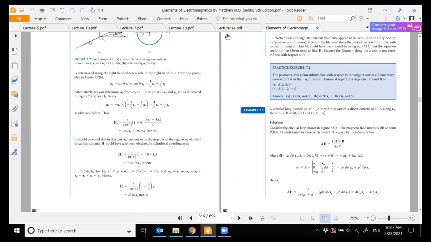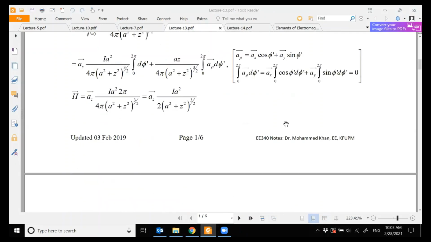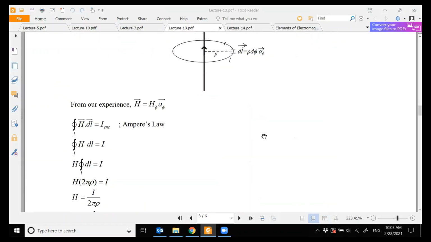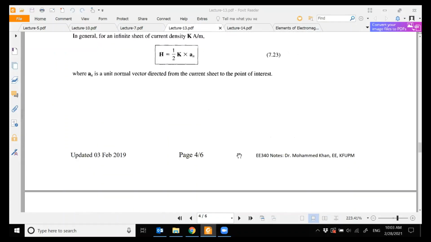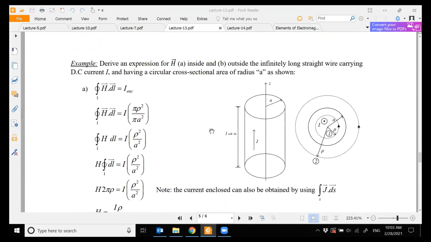And then we started with our Ampere's law. We have applied Ampere's law for an infinite current wire. We applied Ampere's law for an infinite sheet. And then we were here, where we were trying to apply Ampere's law for a wire of a non-negligible thickness. So if you remember, we had a wire, and this wire was carrying current I in the up direction along the Z direction, and it is of non-negligible thickness. It has a radius of A.